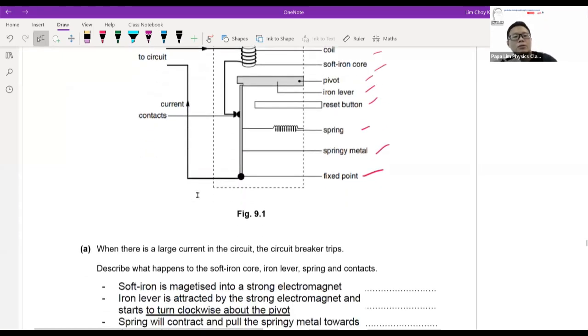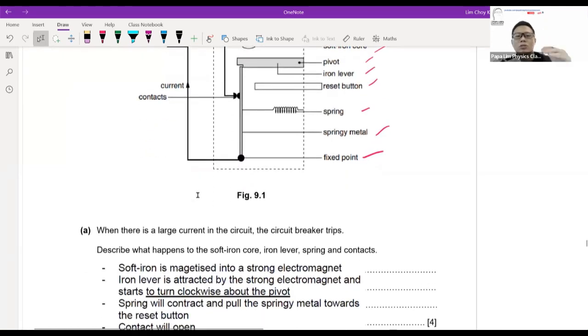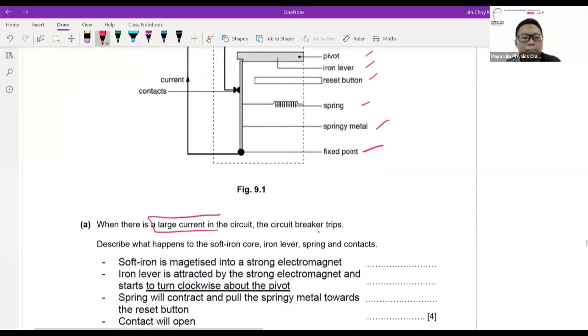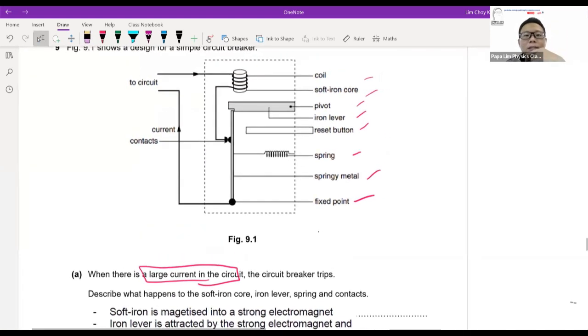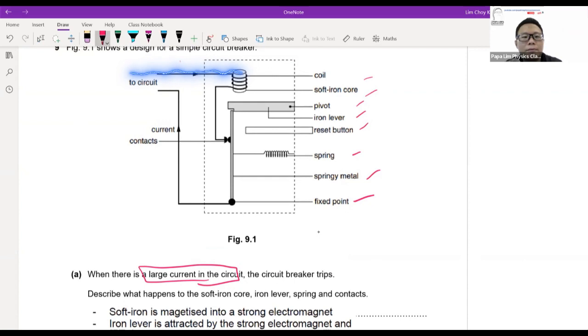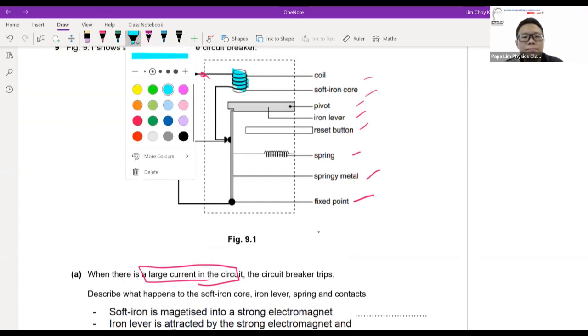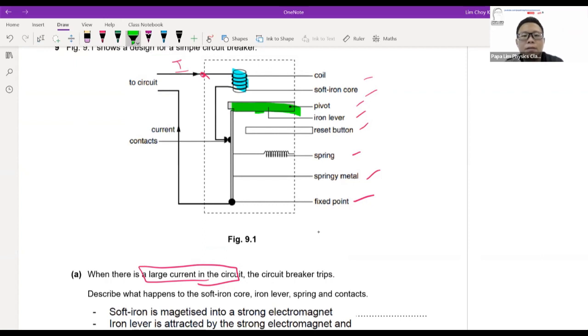And true enough, you'll find that the question asks you to describe how it works when a large current enters the coil. When the large current enters the circuit, the easiest way is to track what is happening in sequence. So when the current is entering here, it will first go through the coil. Then after that, the pivots, spring, all this will take effect. So now how do we use these labels as a guide for you to describe the whole procedure? Let's now take a look.